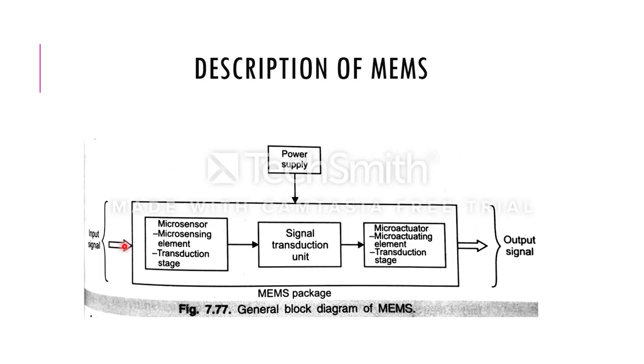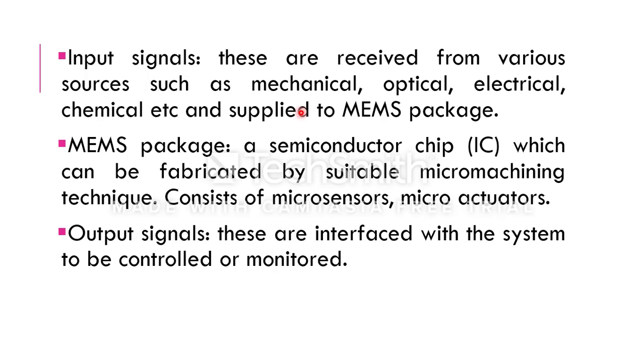So we will see the block diagram of this micro electromechanical system. First the input is given to a micro sensor, then we have a signal transduction unit, and then an actuator. The actuator is a controller output where we can get the result. The sensor is a micro sensor. These are the three terms which are very important here.